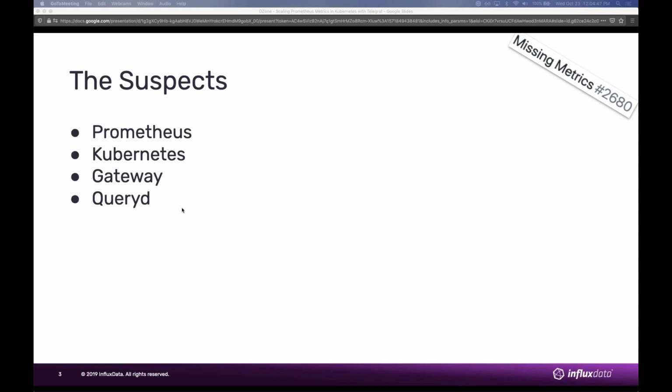I'll go into a little more detail about how they are structured and what the communication paths are in a moment, but what are the suspects we have when we were missing metrics? Was it Prometheus as the one missing metrics? Are we missing scrapes? Is Kubernetes hiding something from us? Did we lose some pods that we didn't know why? Is Gateway not producing the metrics it should? Is QueryD not producing the metrics it should? The case was all about why we're not able to understand what's happening in our own system during our beta process.